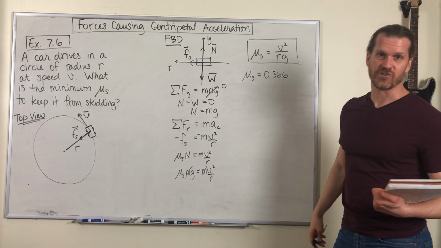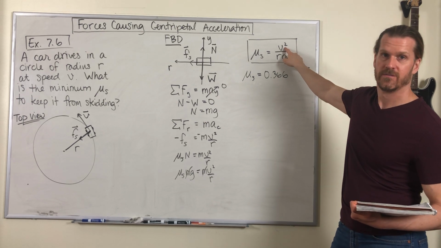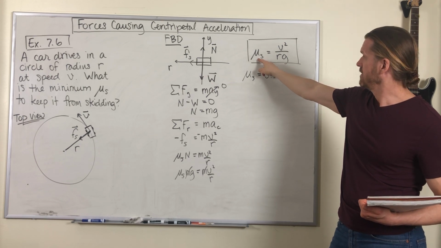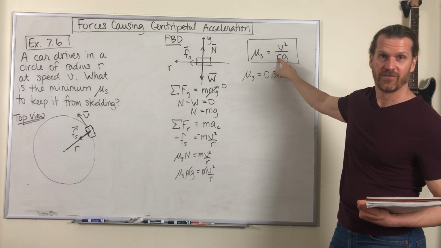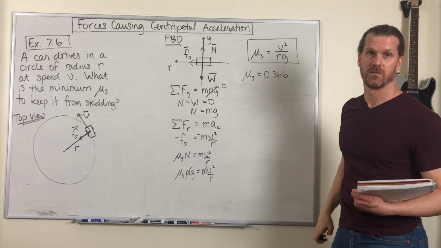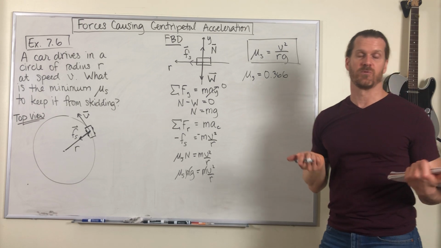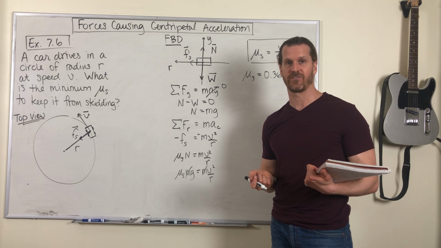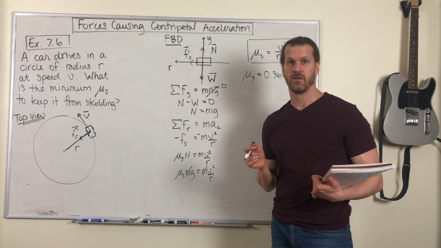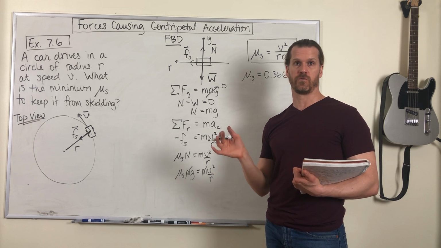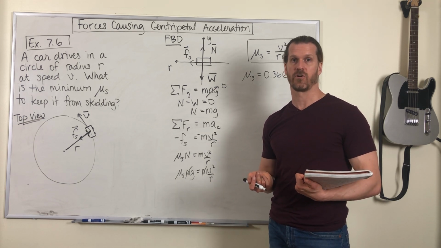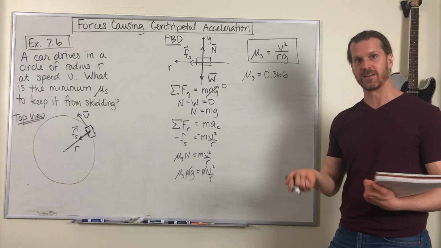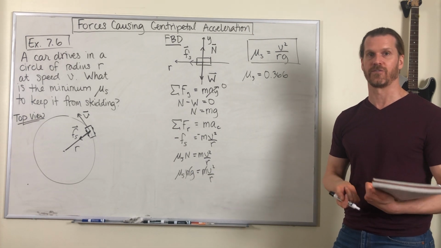Now you can see from this expression that the faster you go, the more friction is required to keep you in the circle. The smaller the radius of the circle, the more friction is required. So you probably know this from experience and common sense. If you try to go too fast around a circle, your car begins to skid. Or if you do too sharp a turn with a small radius, your car might begin to skid. That's because the amount of friction that's required is related to the speed that you're going around the turn and the radius of the turn.